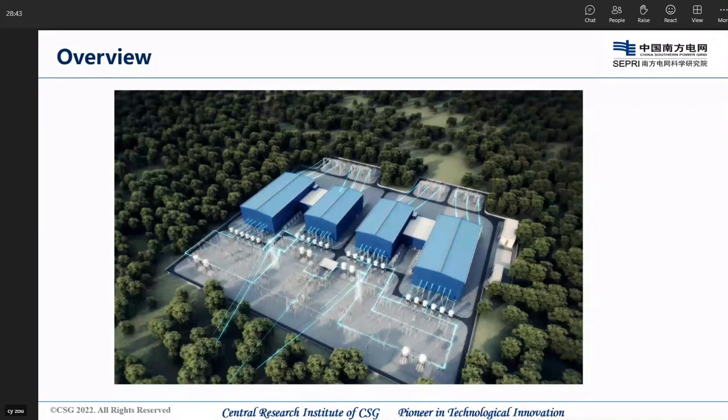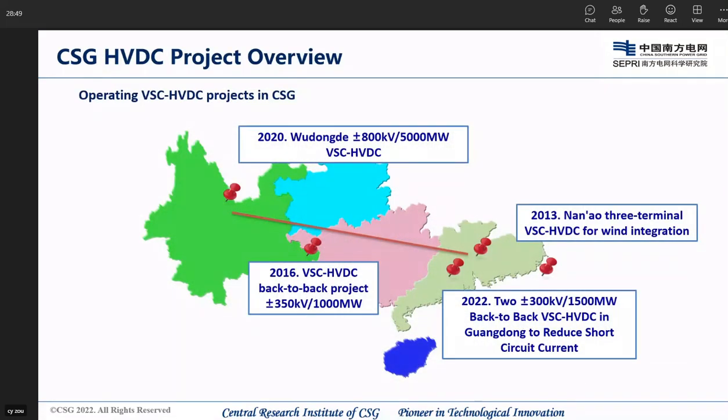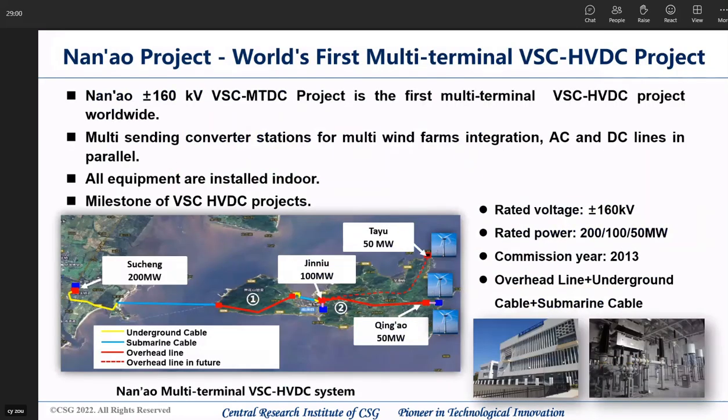There are 5 VSC HVDC projects operating in CSG. I would like to introduce them one by one in detail so we can know the development of the VSC HVDC technology. The first one is the Nan'ao project. Nan'ao project is the world's first multi-terminal VSC HVDC project.